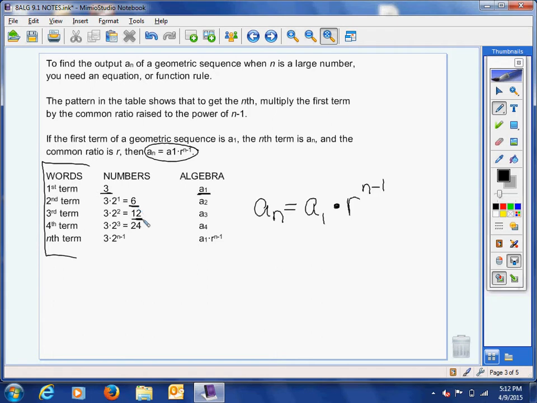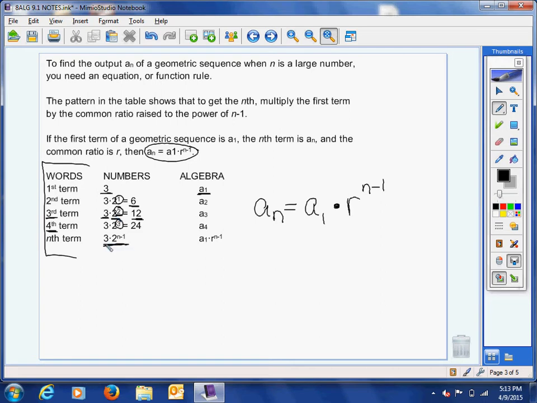To get to 12, we multiplied 3 times 2 to the second power. It's the third term, but it's the second power that we put on that common ratio. And I'm hoping that you see the pattern. It's always 1 less than the term number. I found the second term, but I'm raising my common ratio to the first power. I'm looking for my third term, but my common ratio is raised to the 2 power. And so that's where they came from.